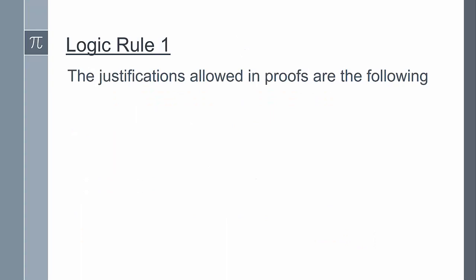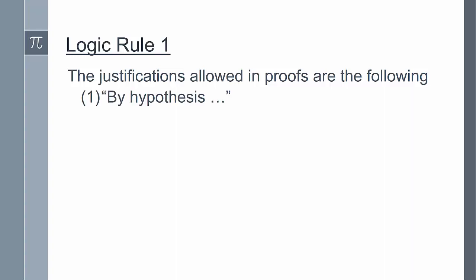So our next logic rule, logic rule 1, describes the different types of justifications that are allowed in proofs. Now the author, when he presents a proof, will often give several statements and put a number before each statement in the proof. And then oftentimes he'll give a justification in parentheses after a given statement. So these are the types of justifications that you can use when making statements in your proofs.